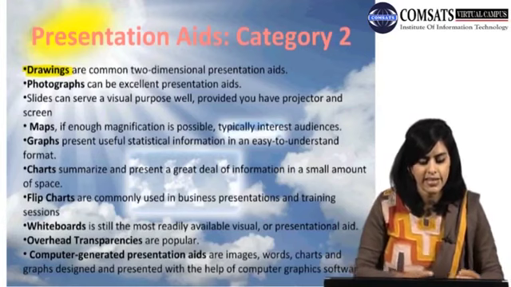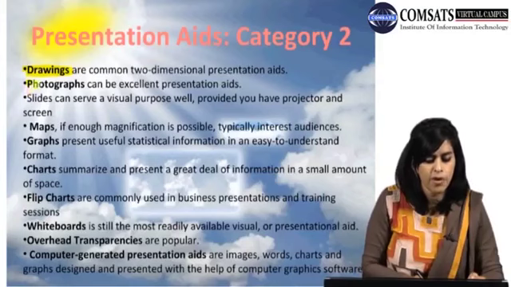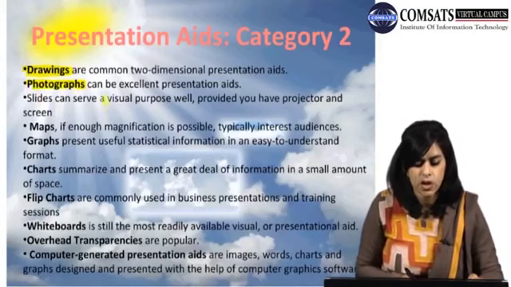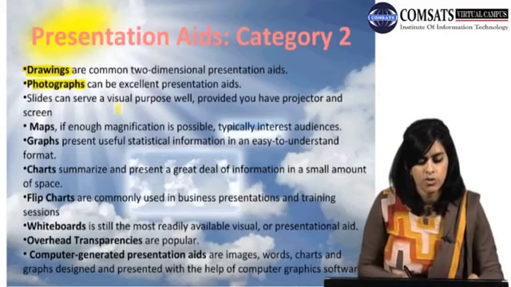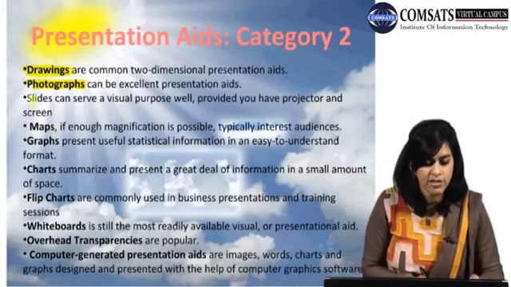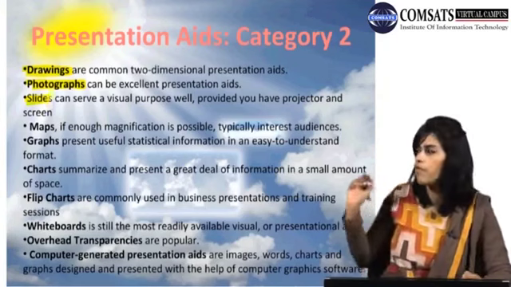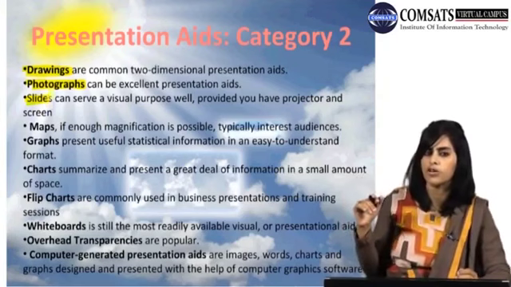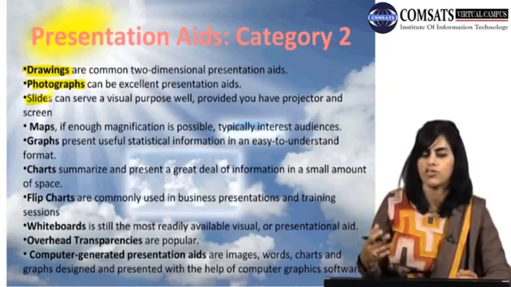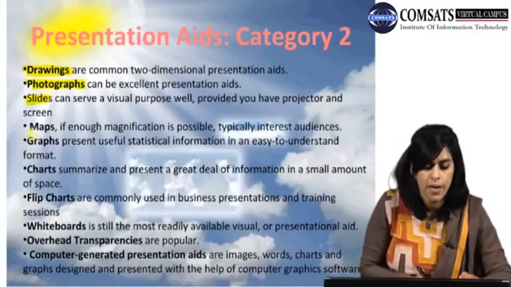Photographs can be excellent presentation aids. So the next type of category 2 is photographs. Slides can serve as visual aids well, provided you have a projector and screen. So your PowerPoint slides can also be a good display for your audience while you talk about the visual aids in category 2.